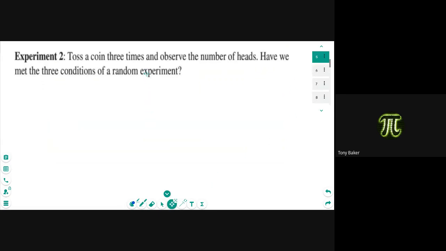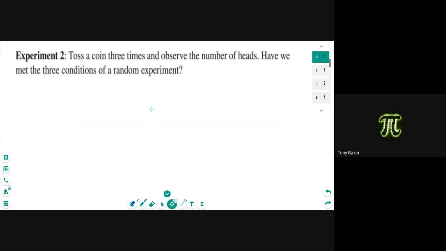Toss a coin 3 times and observe the number of heads. Is this a random experiment? Every time I toss 3 coins, I'm going to get a distinct outcome, correct? Do I know the outcome ahead of time? No. All right. What's the sample space for tossing a coin 3 times?